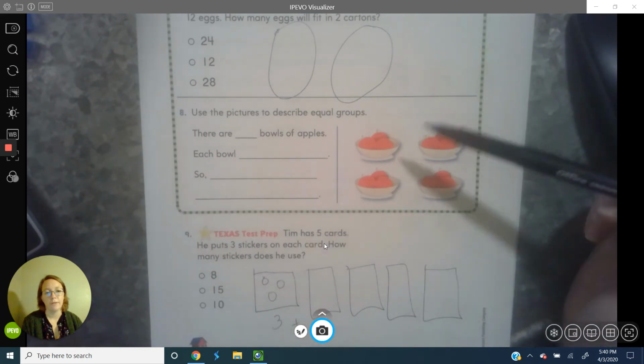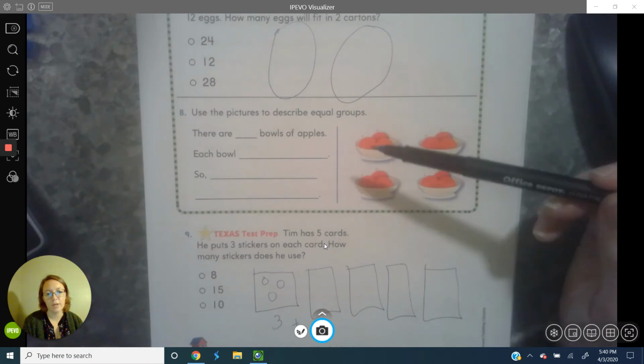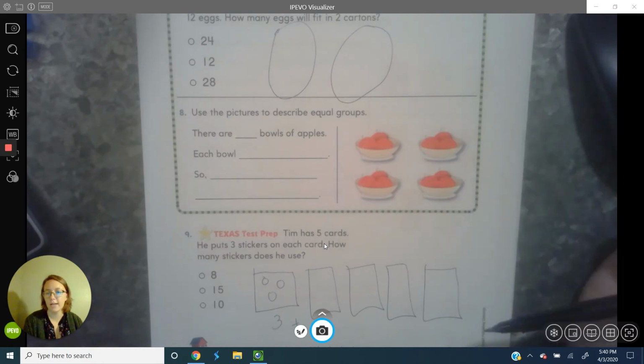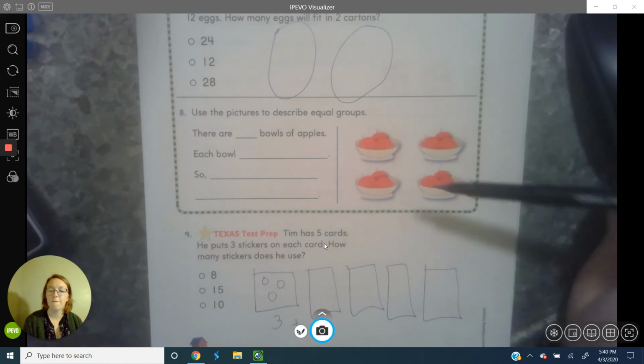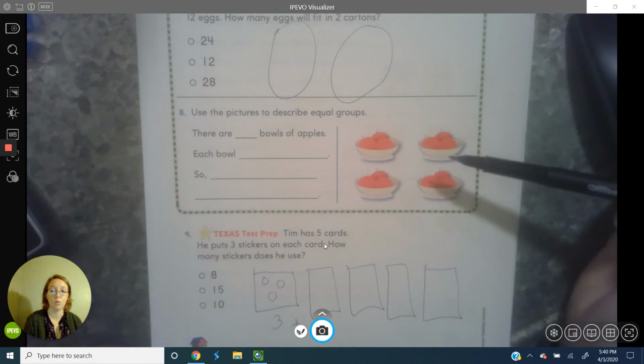I have 4 groups here. They each have 3. So I'm adding 3, 1, 2, 3, 4 times. I'm doing 3 4 times. When you get older, you'll hear it as 3 times 4. Okay.